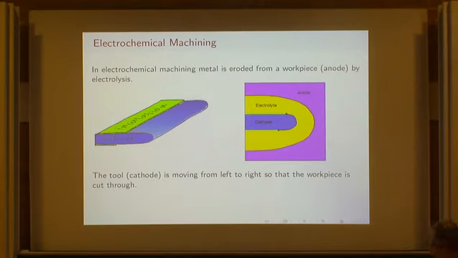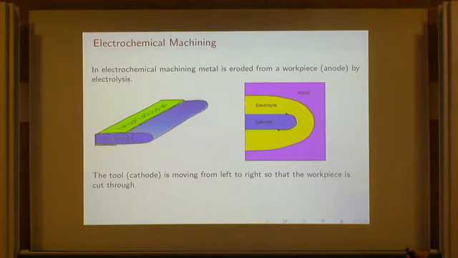We have a massive block of metal here, and this has to be cut through by an electrochemical process. So we have a tool here on the left-hand side. This acts as a cathode, and this anode here, this is the workpiece, which has to be cut, and the cathode moves through this metal.